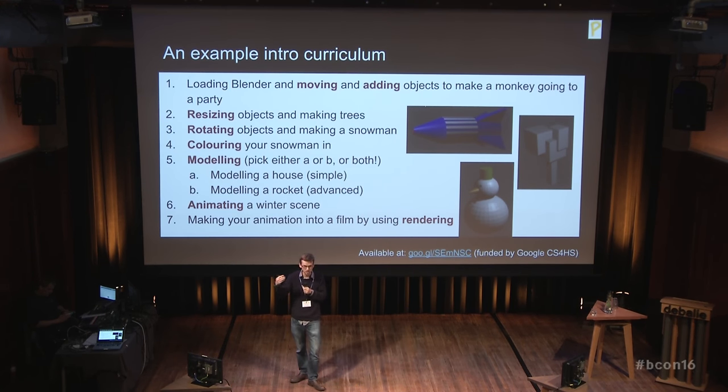And in the video, they can start to learn what those words mean. We're not going to scare them off. And modelling. So they can make a house, they can make a rocket. You're going to see an example in a second of a rocket which gets turned into a tent. And then we go and animate our winter scene, and then we go render it out.